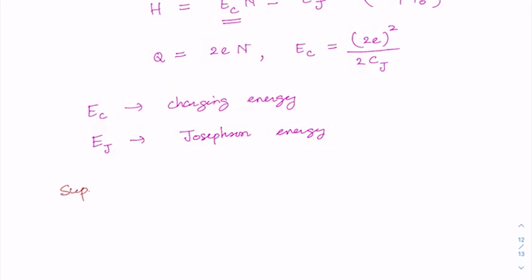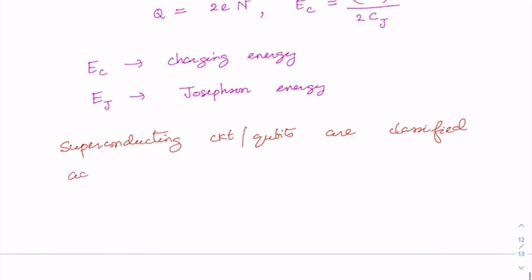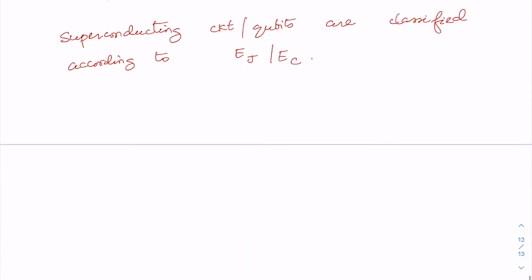So superconducting circuits or qubits are classified according to the ratio EJ by EC. I will give some examples, then it will be clearer. For example, we have the so-called charge qubit, which is also known as the CPB qubit, Cooper pair box qubit.